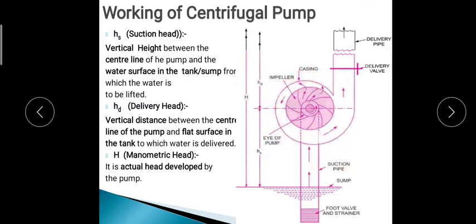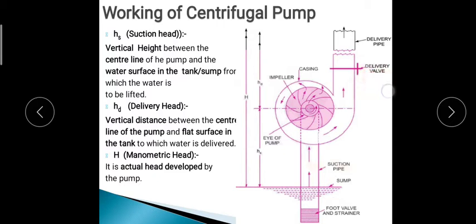Now, there is a casing provided. I have told you the casing is a flow passage, and it provides a flow passage for the water between the impeller and the casing. So the casing is nothing but a kind of housing provided for the flow of water.